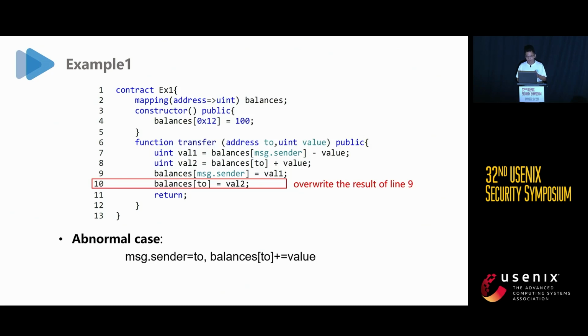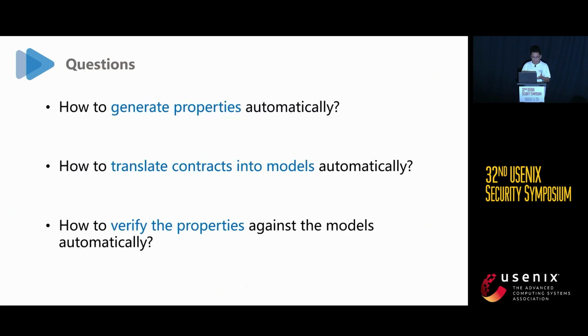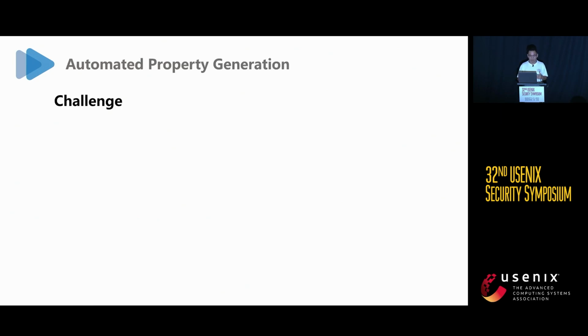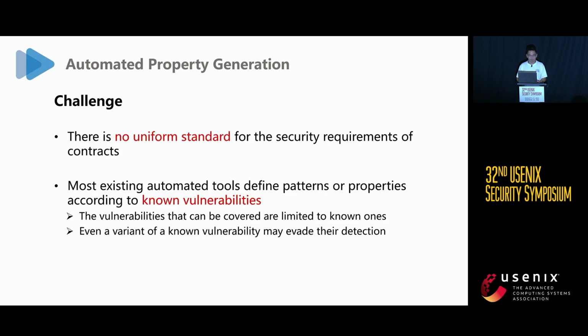And to automatically verify this example and find the vulnerability, there are three questions. How to generate properties to cover the vulnerability, how to translate the source code into models, and how to verify the properties against the models. And the first question, automated property generation, is the main challenge of our work. Since there is no uniform standard for the security requirements of contracts, it is difficult to propose general properties for contracts. And most existing automated tools define patterns or properties according to known vulnerabilities. However, it makes their tools limited to known vulnerabilities.